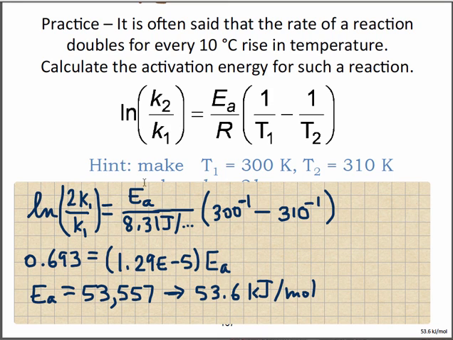So, in any case, the natural log of 2 is 0.693, and the difference in the reciprocal of my Kelvin temperatures, solve for activation energy. In the question previous, we had 50 kilojoules per mole. This one solved out to be more exactly 53.6 kilojoules per mole. But in any case, that might give you some kind of an idea about how to use this silly equation.